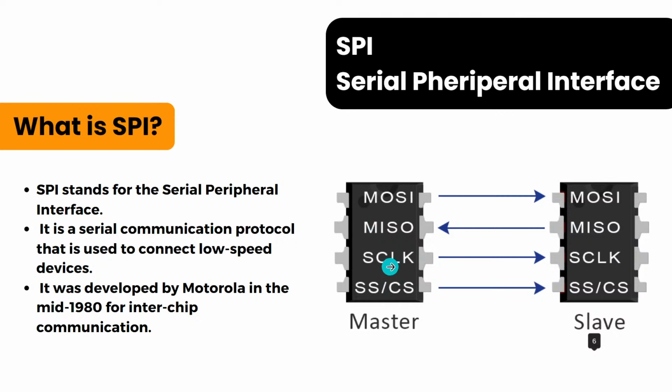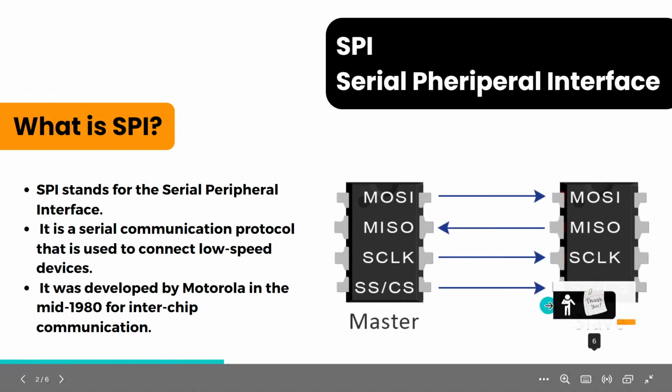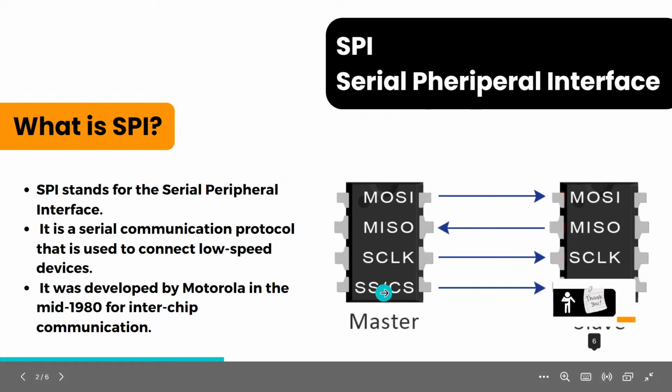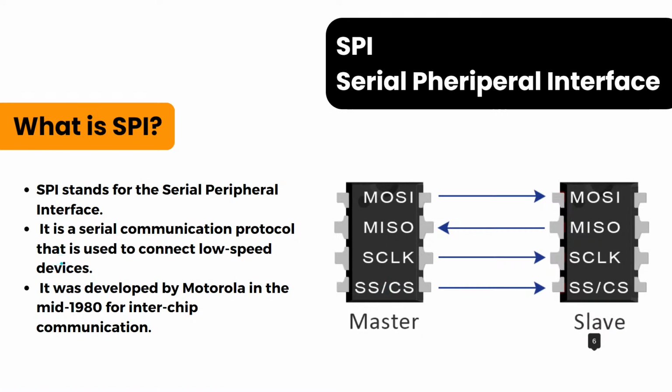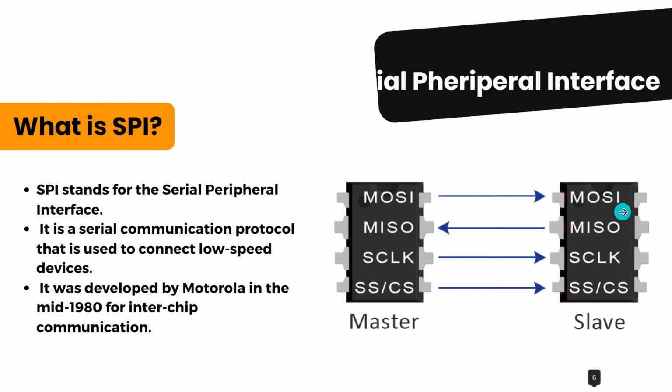This is SCLK, which is the clock, the line for the clock signal. And this is the chip select or slave select. This is the line for the master to select which slave to send data to. The master can choose to which slave it wants to send data. Now let's see how SPI actually works.